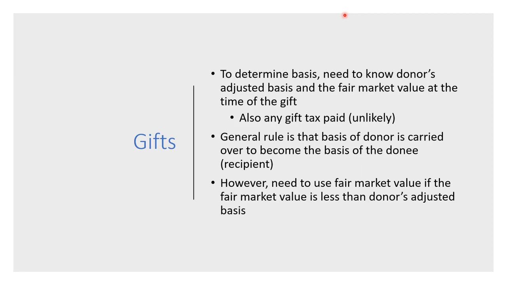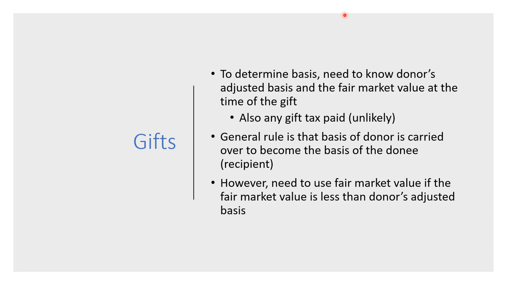If we use the donor's adjusted basis for figuring a gain and get a loss, and then use the fair market value for figuring a loss and get a gain, we then have neither gain nor loss on the sale or disposition of the property. In other words, we would report gain or loss as zero.